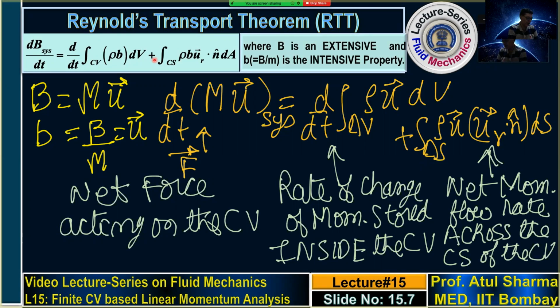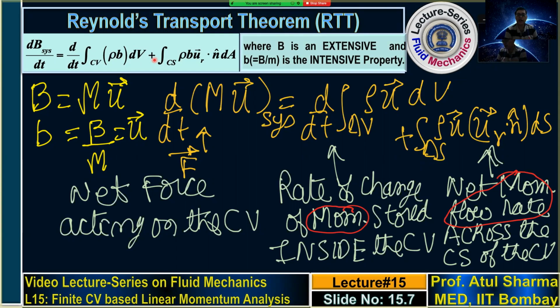Note that if you see carefully these statements here, for the rate of, here you have momentum, here you have momentum flow rate. When we say net momentum flow rate in this integral, it means the momentum flow rate that is going out of the control volume minus the momentum flow rate that is entering the control volume.